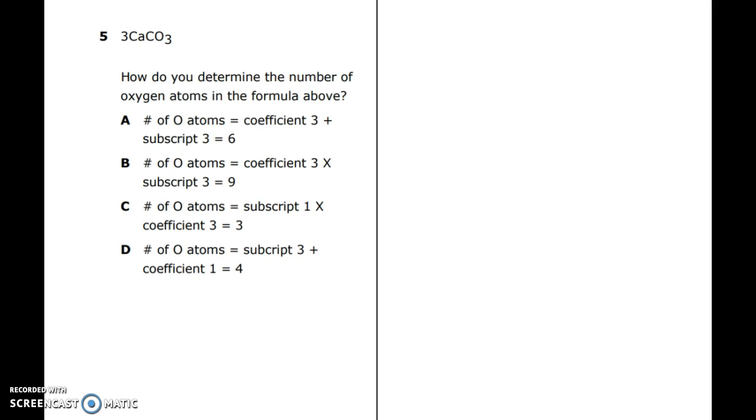How do you determine the number of oxygen atoms in the formula above? A. The number of oxygen atoms equals the coefficient of 3 plus subscript 3 equals 6. B. Number of oxygen atoms equals coefficient 3 times subscript 3 equals 9. C. Number of oxygen atoms equals subscript 1 times coefficient 3 equals 3. D. Number of oxygen atoms equals subscript 3 plus coefficient 1 equals 4.